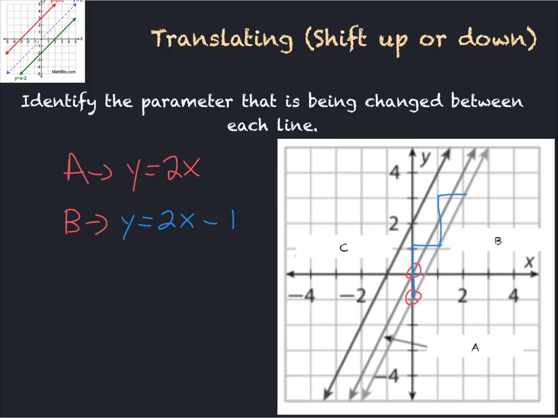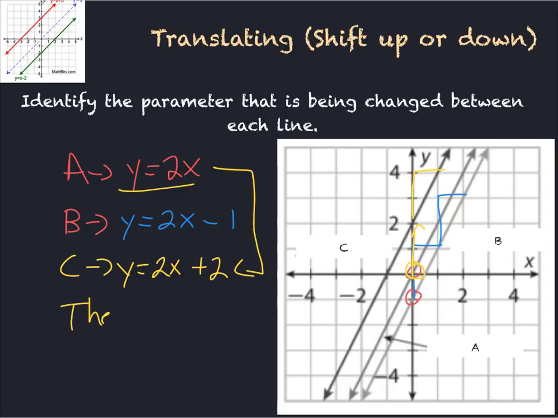Let's take a look at C. Okay, what's happening at C? It looks like, again, the slope is the same, 2 over 1, but what changed? Our y-intercept. Our y-intercept is now 2. So if A was our original line, what happened from line A to line C? It looks like we shifted up 2. And how did we do that? Well, we just added 2 to our y-intercept. It was y equals 2x plus 2. So what was the parameter that's being changed? The y-intercept is being changed. And that would be your answer.